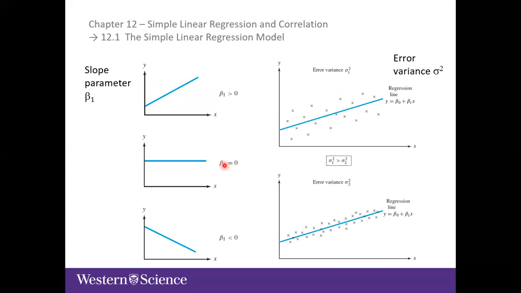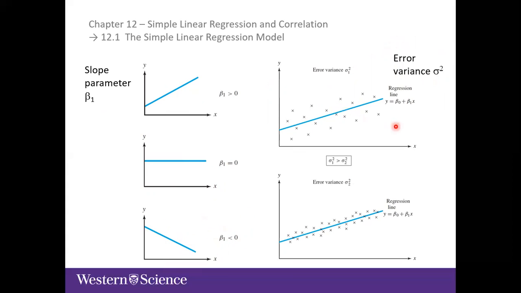So the graphical interpretation of the slope parameter beta 1 and the error variance sigma square is this: if beta 1 is positive, then that's a linear positive dependency. If it's 0, then y doesn't depend on x. And we have a negative correlation between x and y when beta 1 is negative.